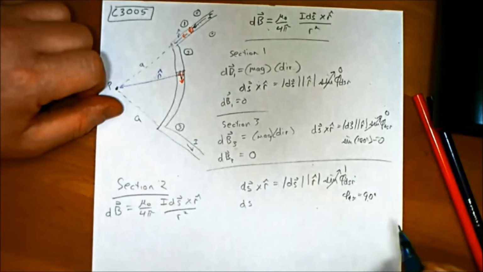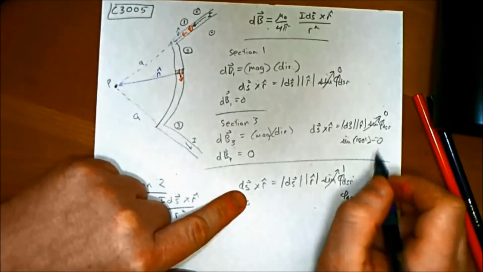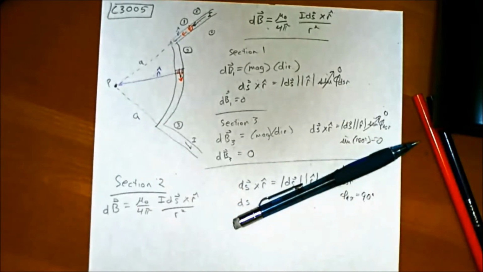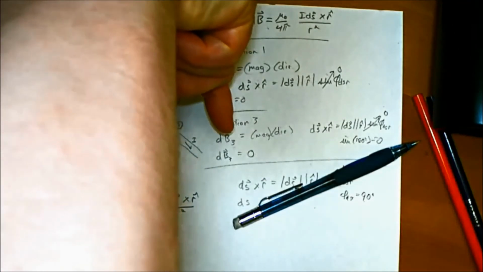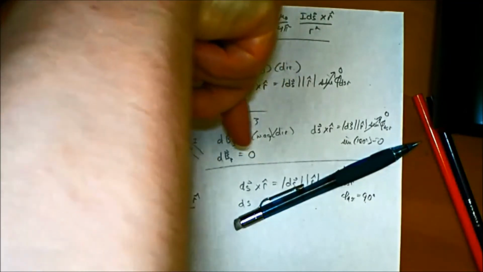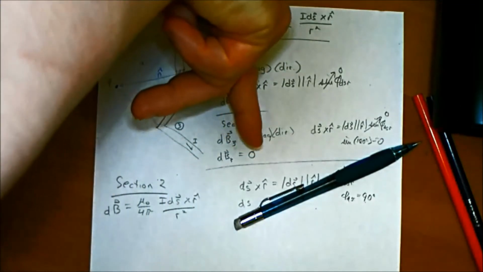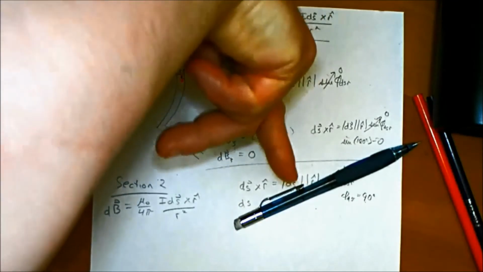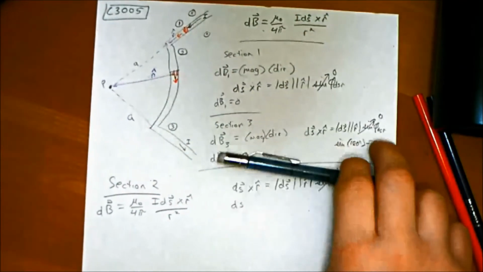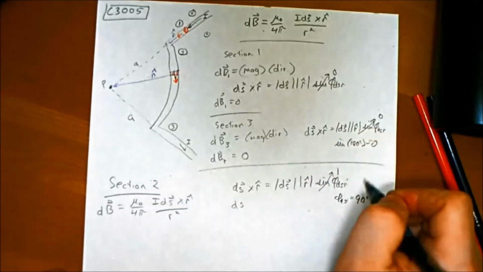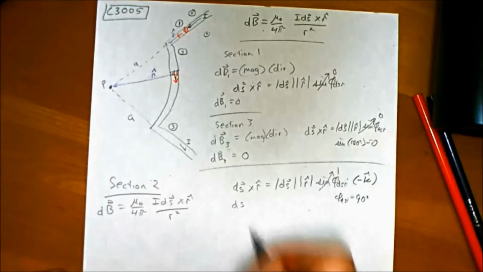So ds, since this is a vector, I also need to add the direction here. This is kind of hard to do where I'm sitting, but my index finger points in the direction of ds, let's say this spot right here. My second finger curls in the direction of the r hat vector, and my thumb points in the direction of the cross product. My thumb is pointing into the page if you couldn't see that. So that is in the negative k hat direction.